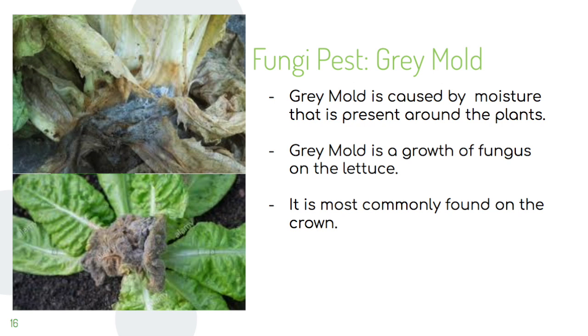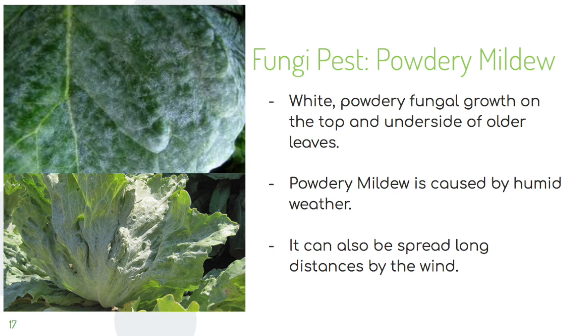Fungi pest. Gray mold is a fuzzy grayish-brown fungal growth that is visible on the plant, especially seen on the crown of the lettuce. Powdery mildew are white, powdery fungal growths on the top and underside of the leaves. It is caused by humid weather and can spread long distances through the wind.